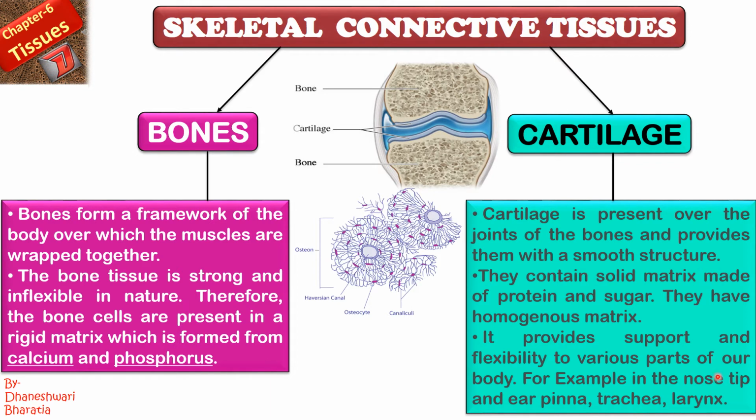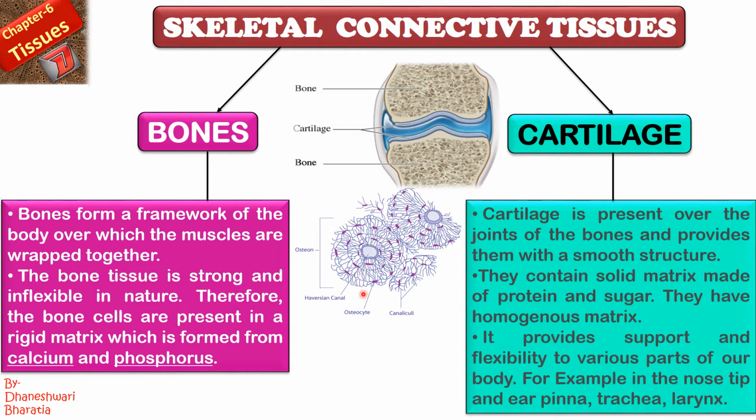For example, in the nose tip, ear pinna, trachea, larynx. We can fold our ears. Try to do that. We can do that. Why? Because whichever flexibility is there, that is because of the cartilage. Am I clear? So this is all about bones and cartilage.